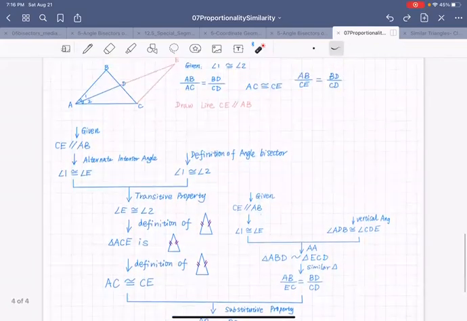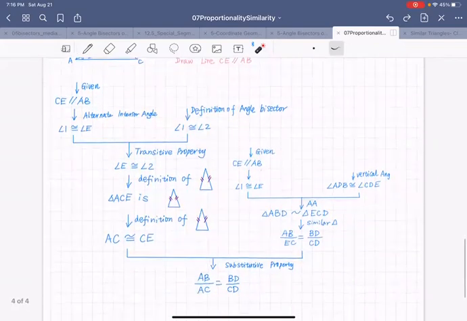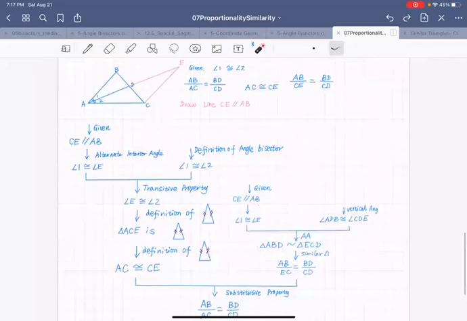We have already proved that CE and AC are congruent. So AC and CE are congruent, and this one will be replaced by AC. So finally, we can prove AB over AC equals BD over CD. Does this make sense now? Okay.